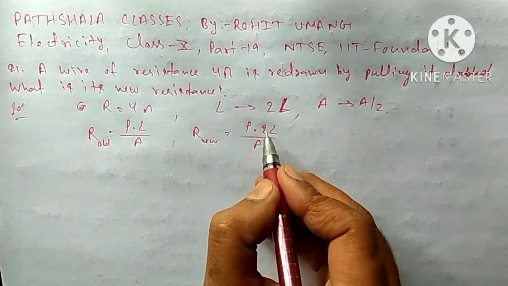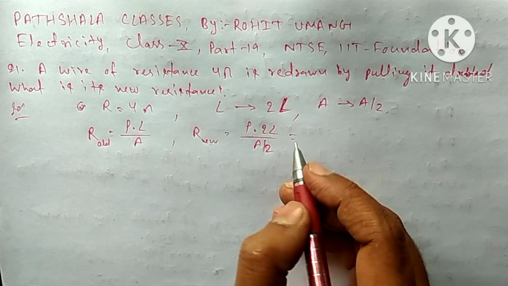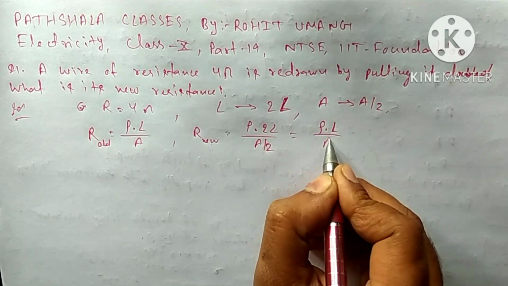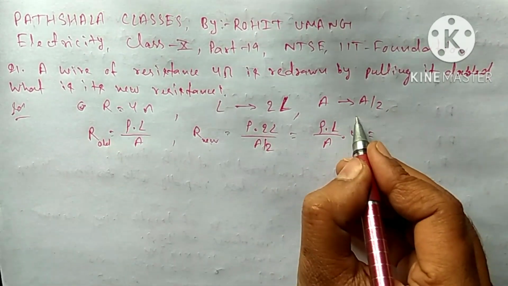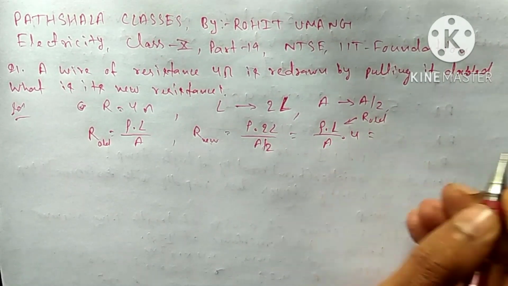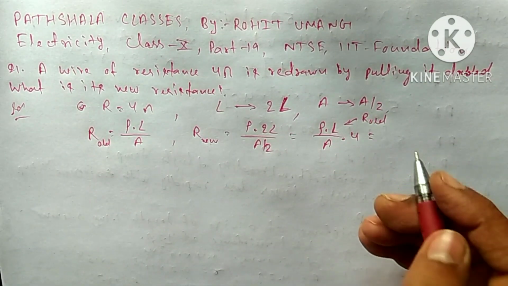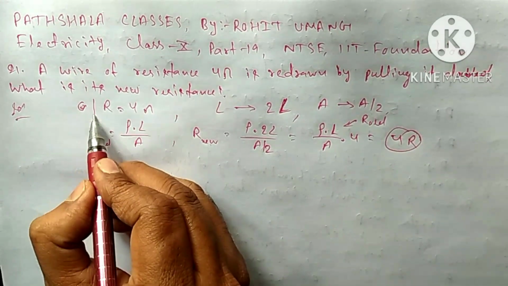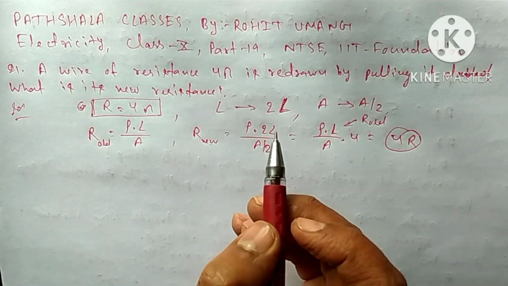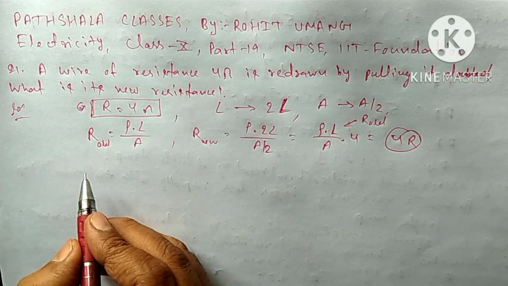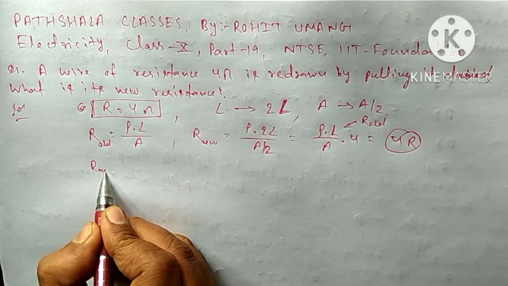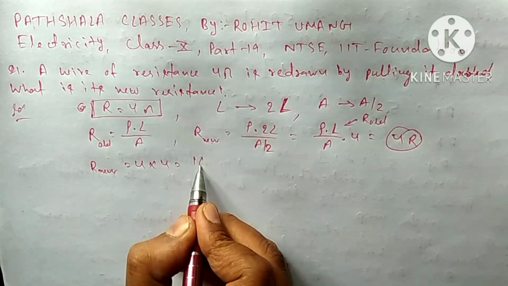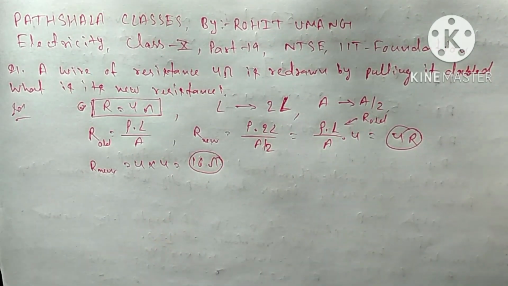So these two go upward into the numerator, so it becomes rho L divided by A into 4. That means this is the value of the old resistance times 4, so our new resistance becomes 4R. Here it is given that R is the resistance of the wire, so the new resistance is equal to 4 multiplied by the old resistance, that is 4. That means the overall answer is 16 ohm.